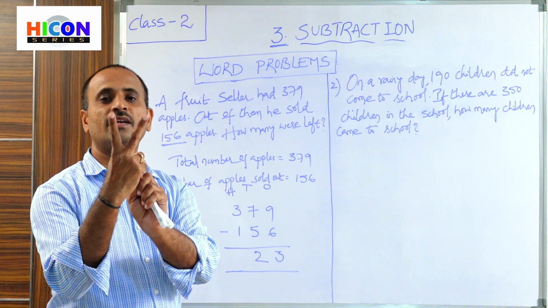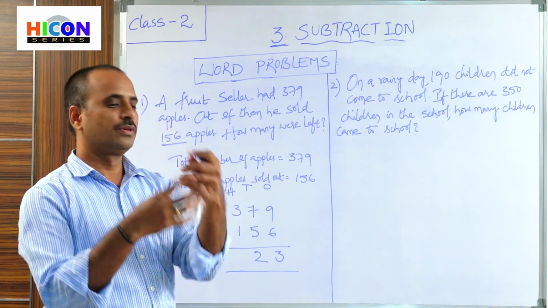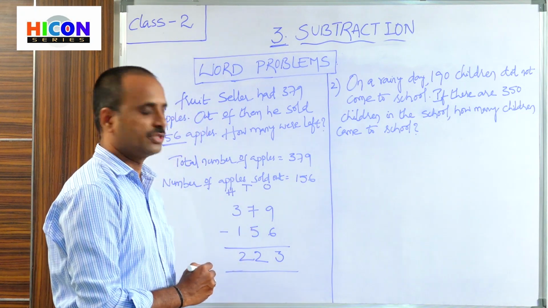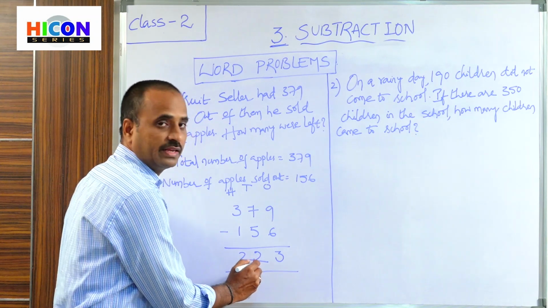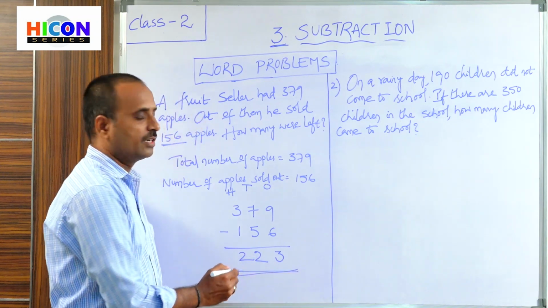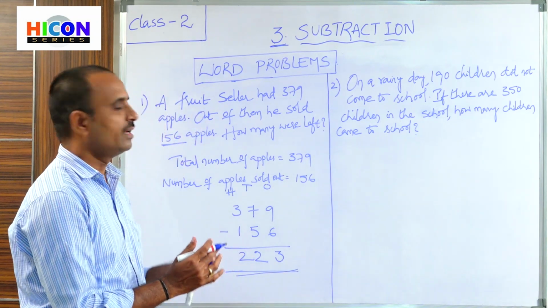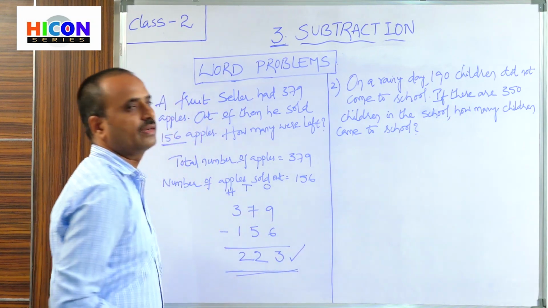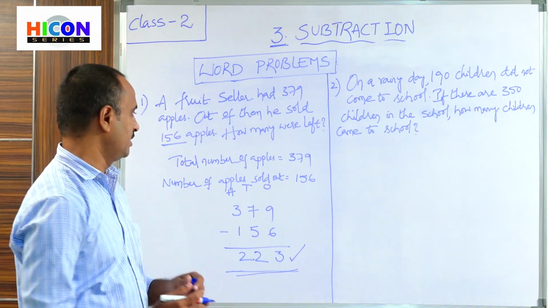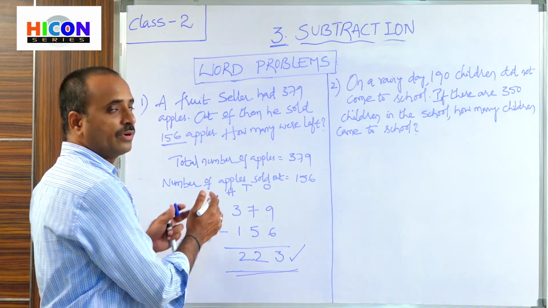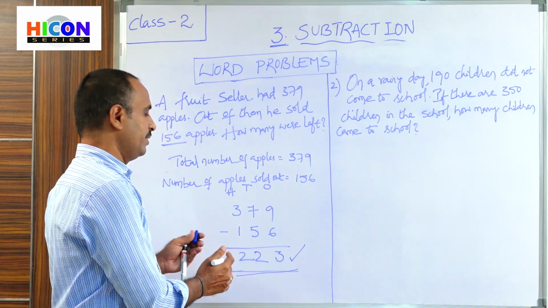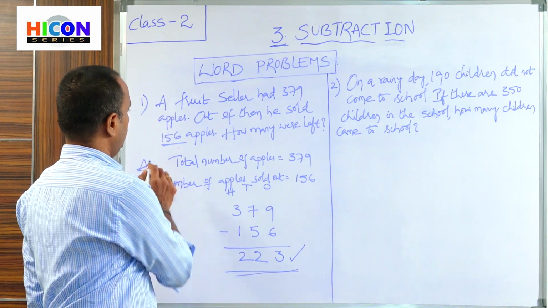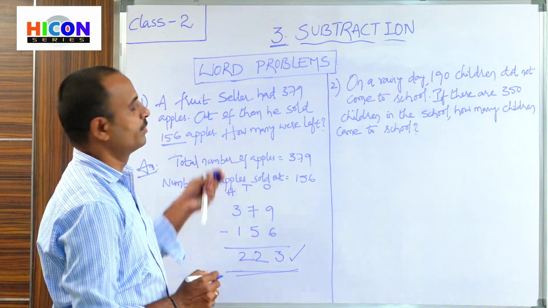Children, how many fingers are left here? 1, 2. So the answer is 2. Write 2 under hundreds place. So children, 223 is the answer. That means the number of apples left at a fruit seller are 223. So children, in this way we have to write the steps and then we have to do subtraction. So this is the way of solving word problems.